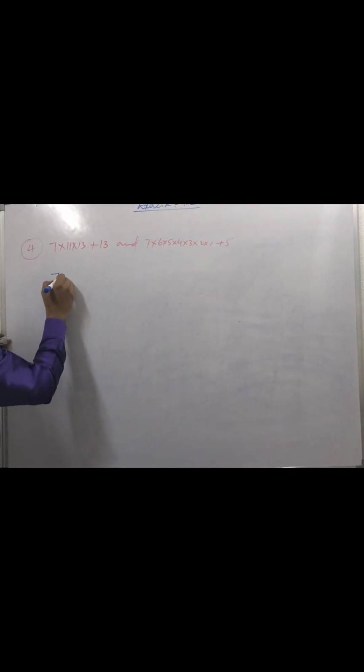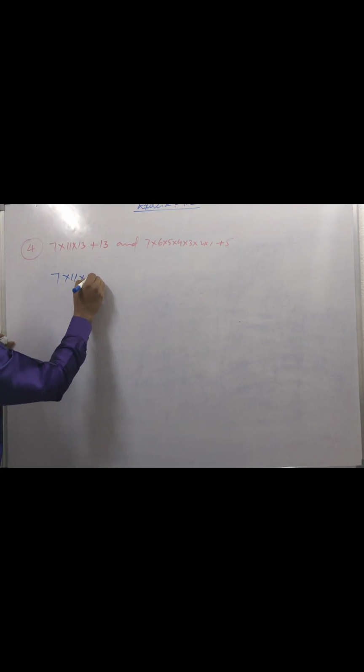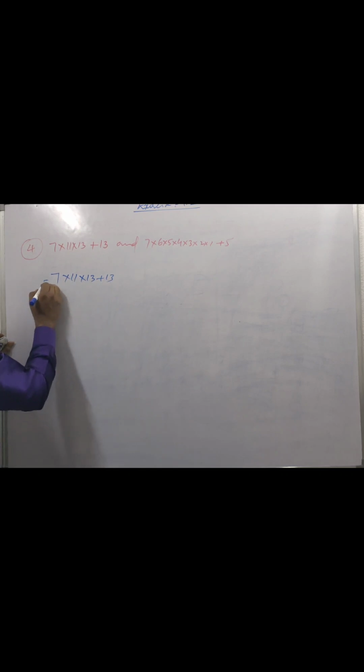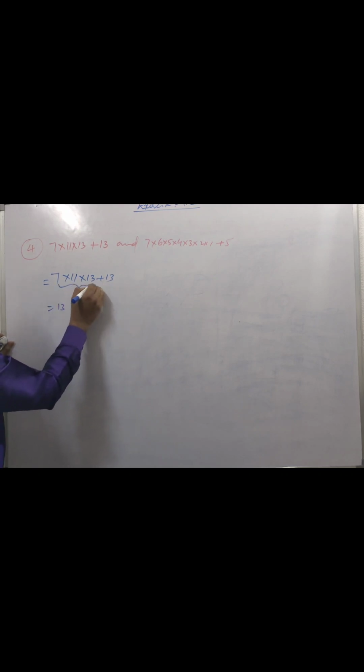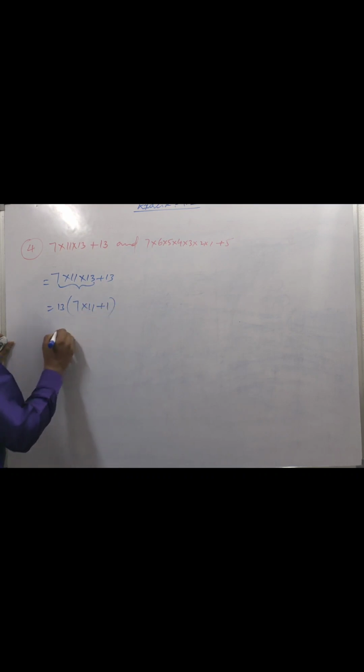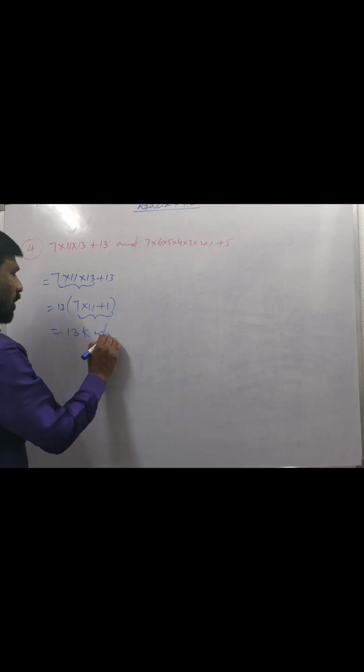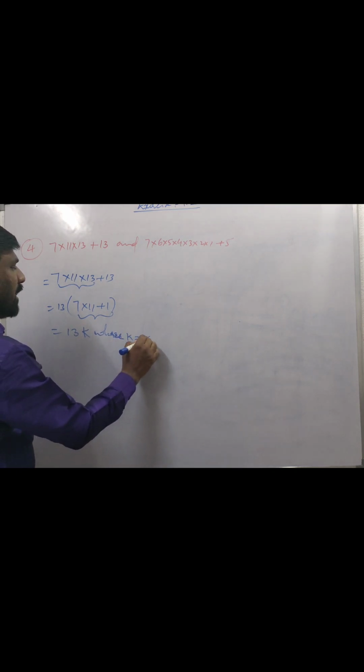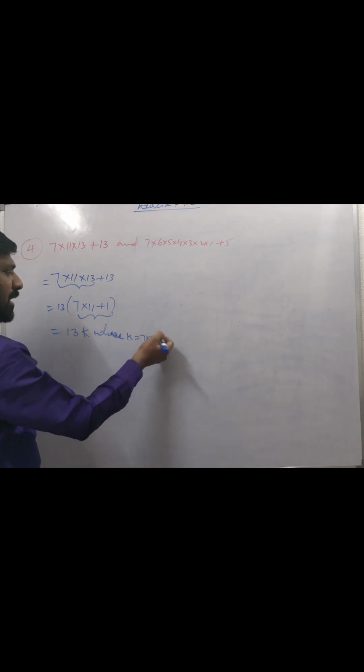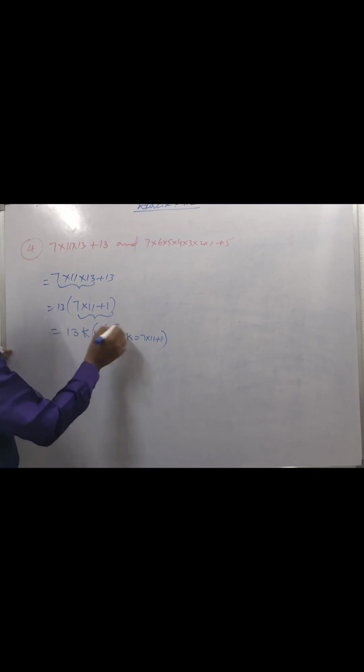Check out here, this 7 into 11 into 13 plus 13. Here 13 is common. This total is one number, no? 13 is common. Here it is 7 into 11 plus 1. Whatever this value may be, I do not know it. 13k, I am making it as k, where k is equal to 7 into 11 plus 1. Let us say 77 and 78, whatever it may be.